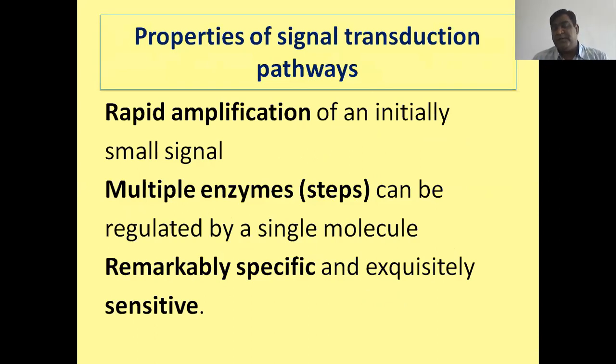Now, one property of signaling pathways is that they will not just convey the message, they will amplify the initially small signal into a huge response. Signaling is done by a few micrograms of signaling molecules, but the effect generated might be a few milligrams of metabolite, or so many cells dividing, so the effect can be huge. This is one of the important properties of signal transduction pathways.